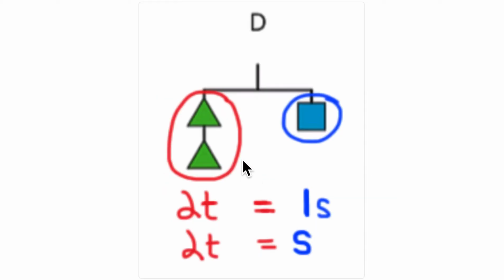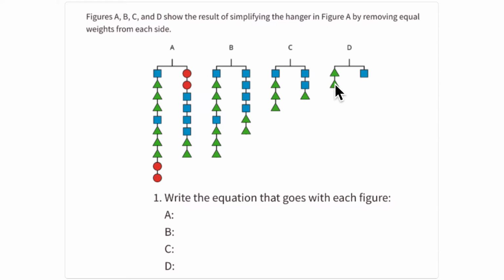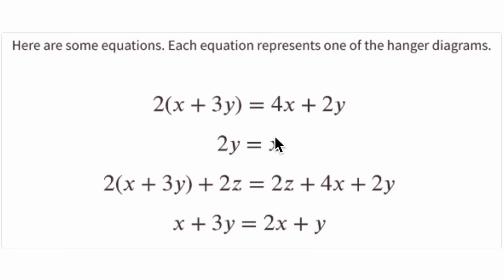I'm going to start at the end, back here, and work backwards. So I'm going to add things to this hanger and eventually get to hanger A. Right away when we start, we can see that 1 square is equal to 2 triangles. In the equations, that's this equation right here. This is the simplest equation, and you see that 1x is equal to 2y's.